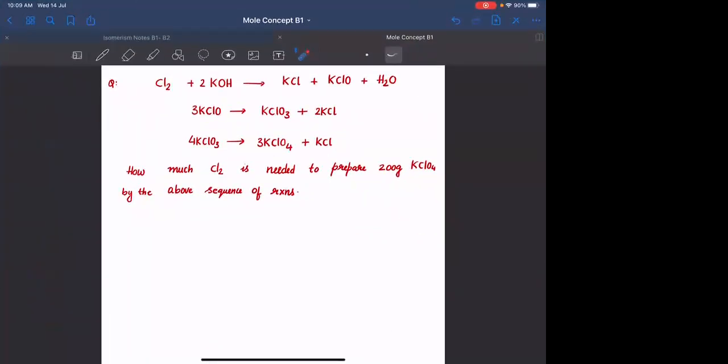Any answer, anyone? Is the calculation going on? Try to calculate this, everyone. Those who are trying the question, try to calculate how many moles of Cl2 are required to produce 1 mole of KClO4. Try to calculate the moles of Cl2 required to produce 1 mole of KClO4.